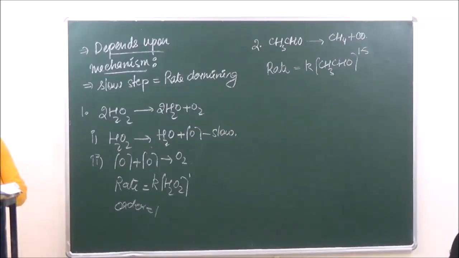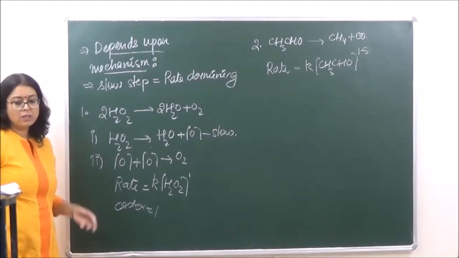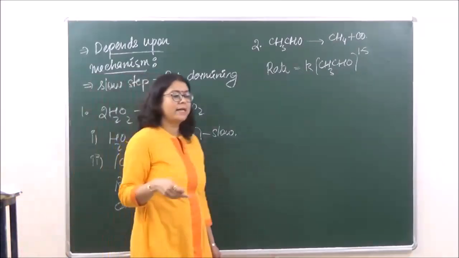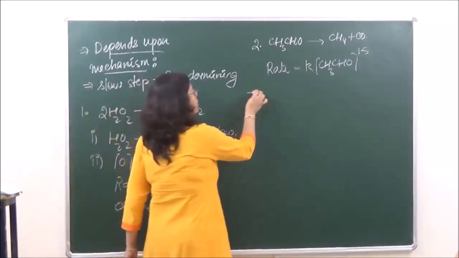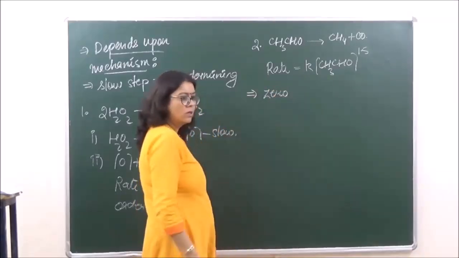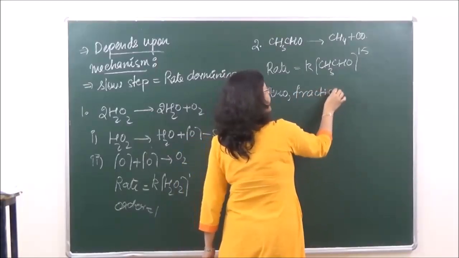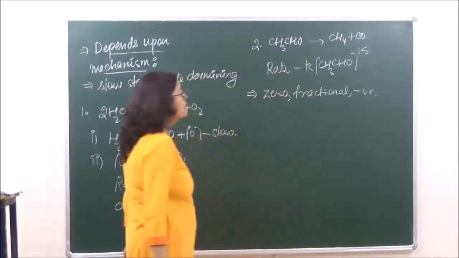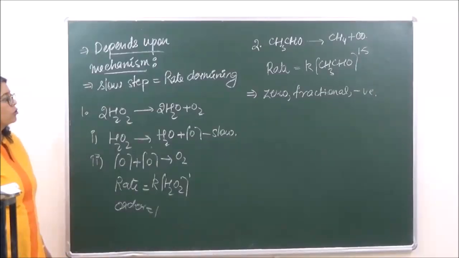Now there are certain plots given for order of the reaction. Like in molecularity, we said that the molecularity can never be 0. Over here, order of the reaction can be 0, it can be fractional, and it can also be negative. So we are differentiating between molecularity and order of the reaction.